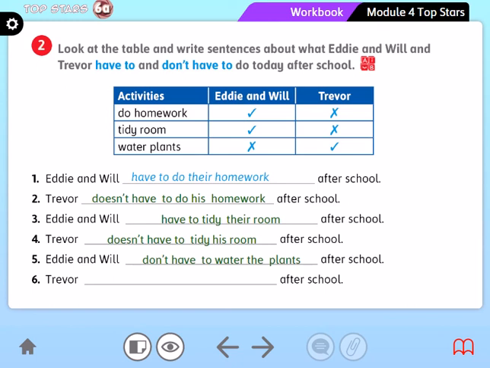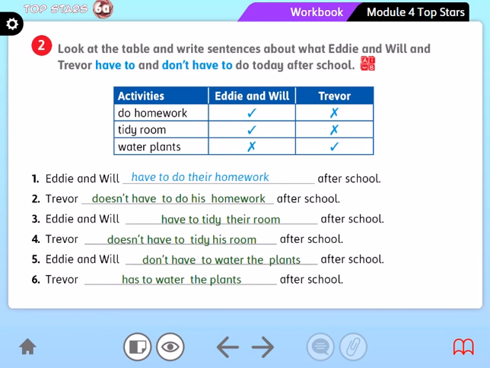Trevor, tick, yes, he will do it, or he has to do it. So Trevor has to water the plants. So here, if we have more than one subject, we use have to. And if we have one subject like Trevor or he or she, we use doesn't have to.